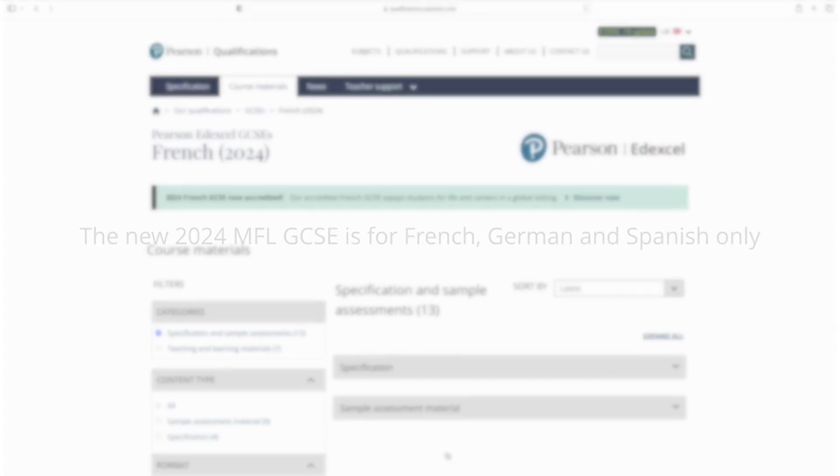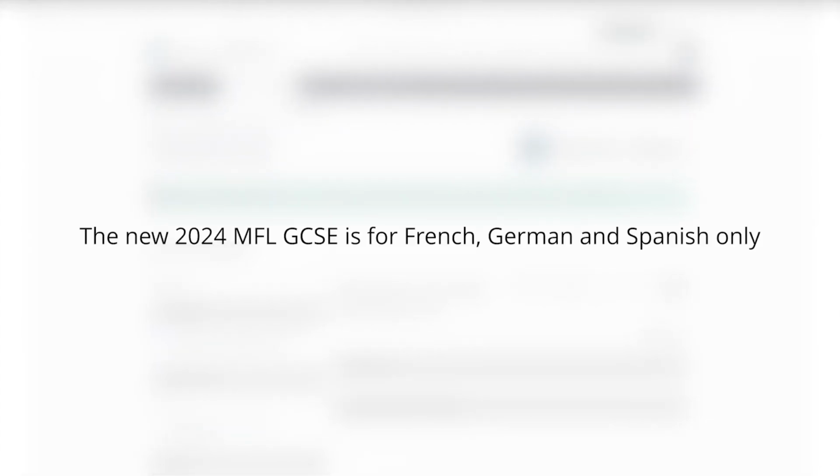The 2024 specification is for the French, German and Spanish specifications only. In this film, we will be using French as the example language, but will not be focusing on the students' responses. We will focus on what the teacher examiner needs to do at key points and at each stage. We will subtitle any spoken French into English for ease of understanding.